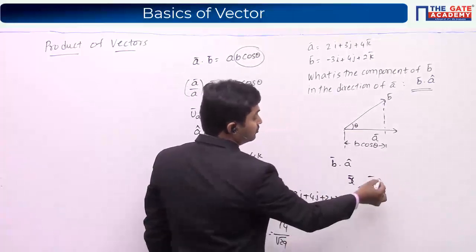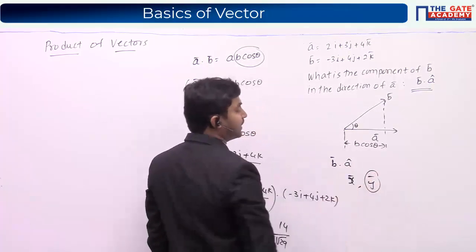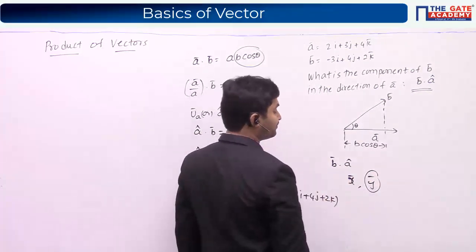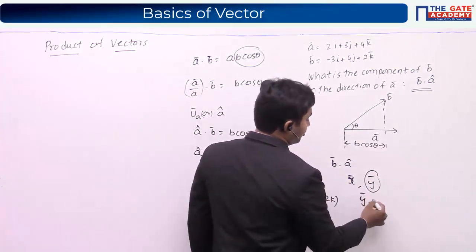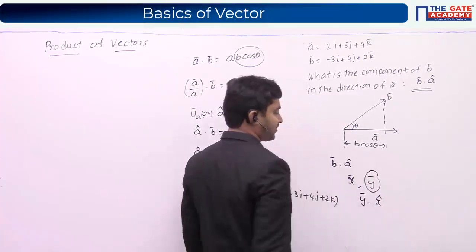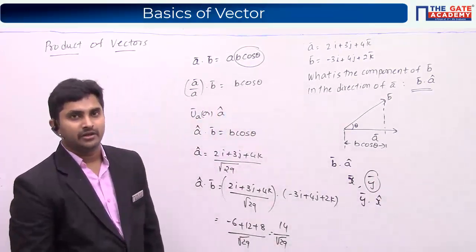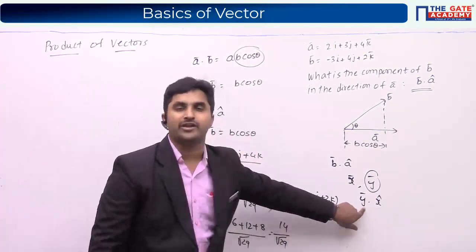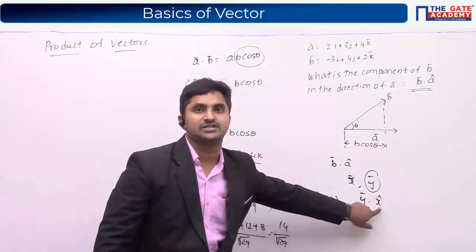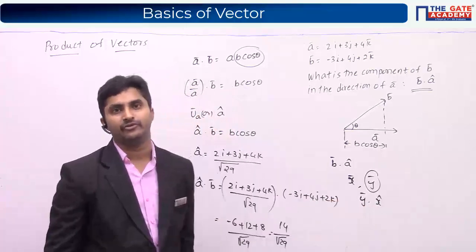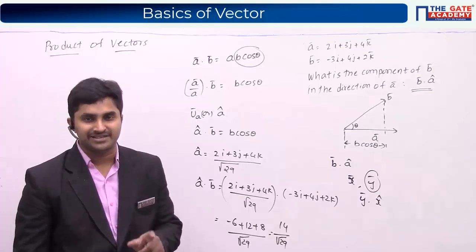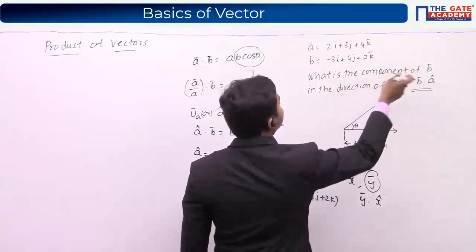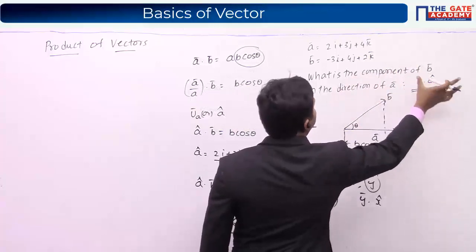Now if I want to know the component of y bar in the direction of x bar, what will I do? Y bar dot x cap. So in the direction of x, what is the component of y? Is this clear to all of you? Okay, so the component of B bar in the direction of A bar is given by B bar dot A cap.